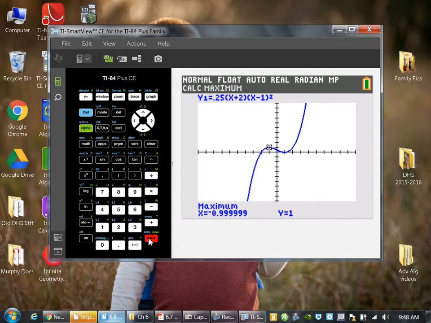Right here is 1. What's that? What do you do with the 1? Why are you complaining now?